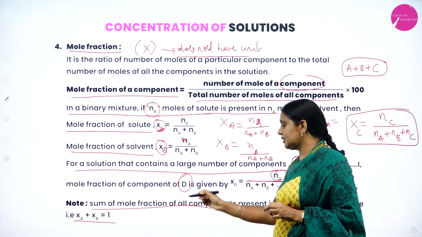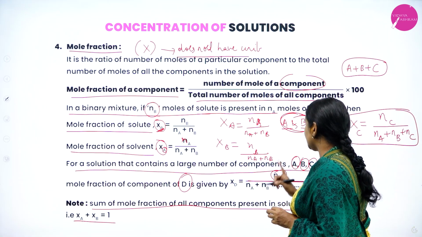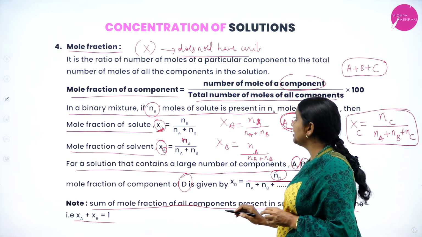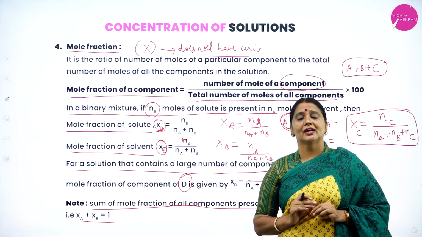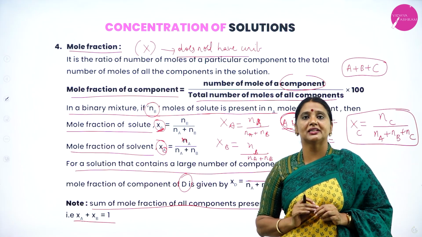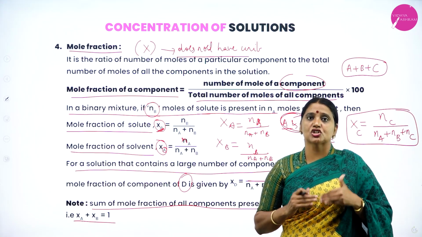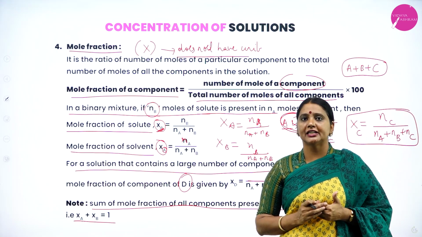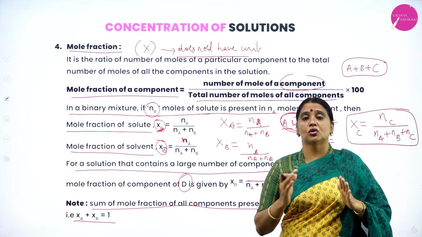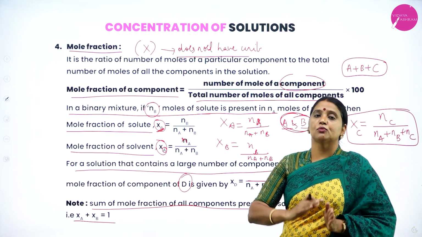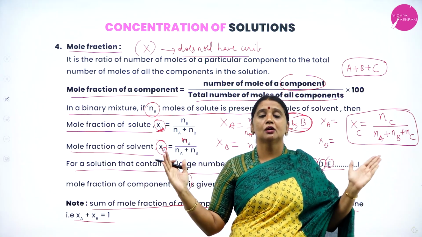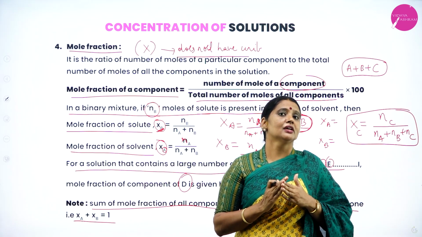The sum of mole fractions of all the components is always equal to 1. The mole fraction of each component can be determined. That means you can calculate the mole fraction of solute separately and the mole fraction of solvent separately. But the mole fraction of the solution cannot be determined.